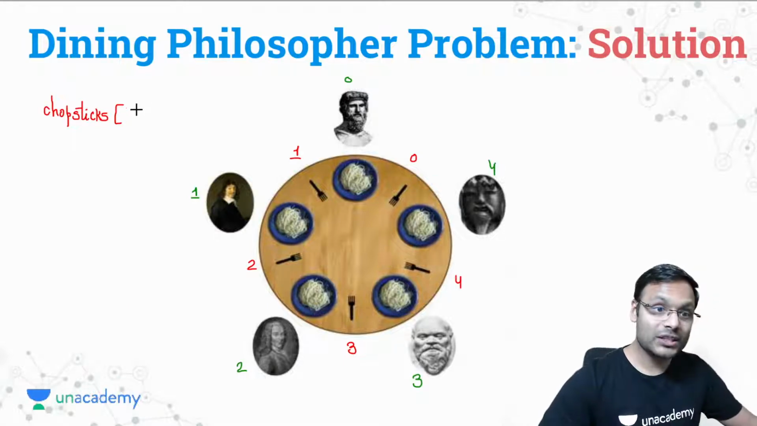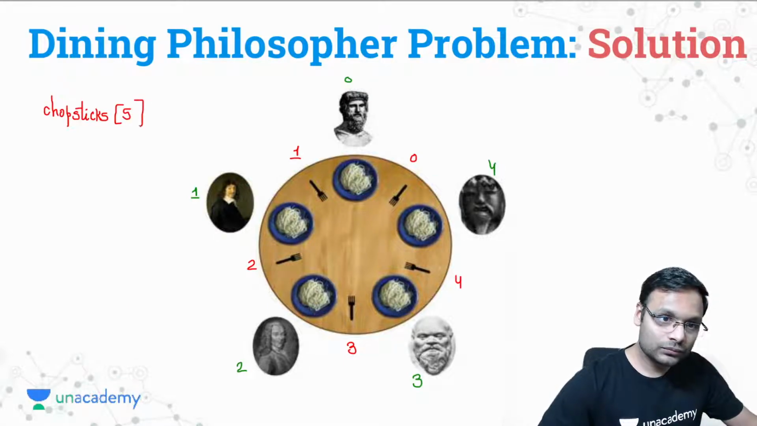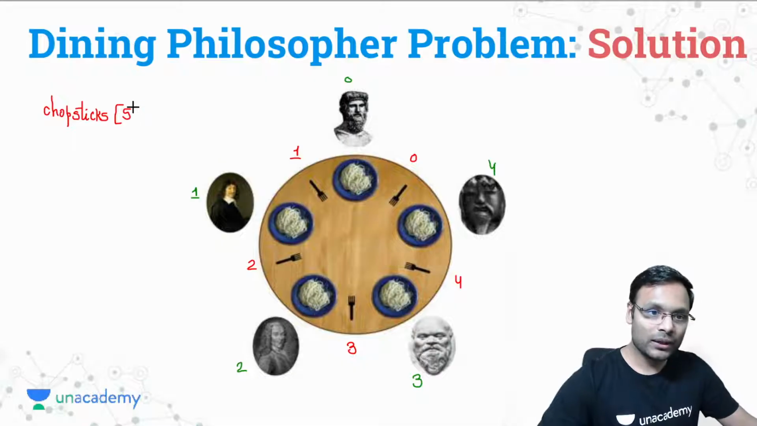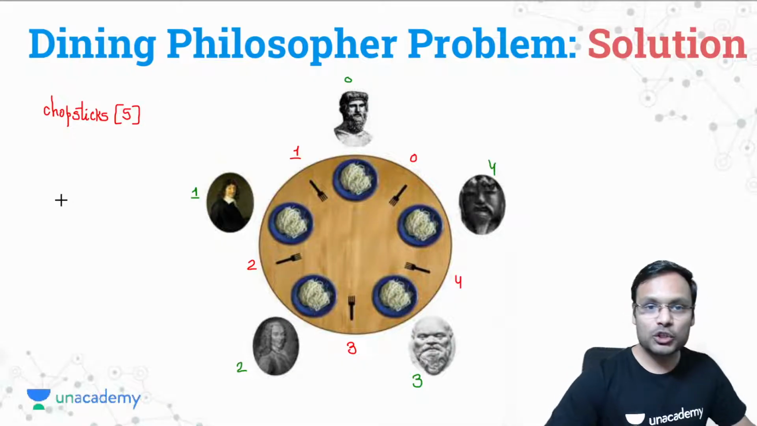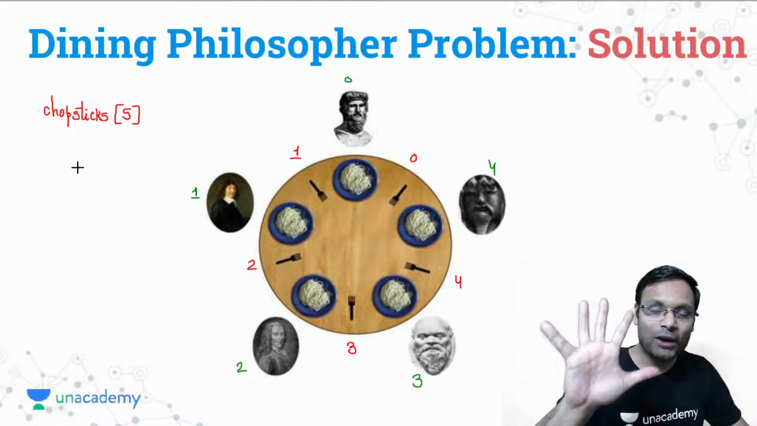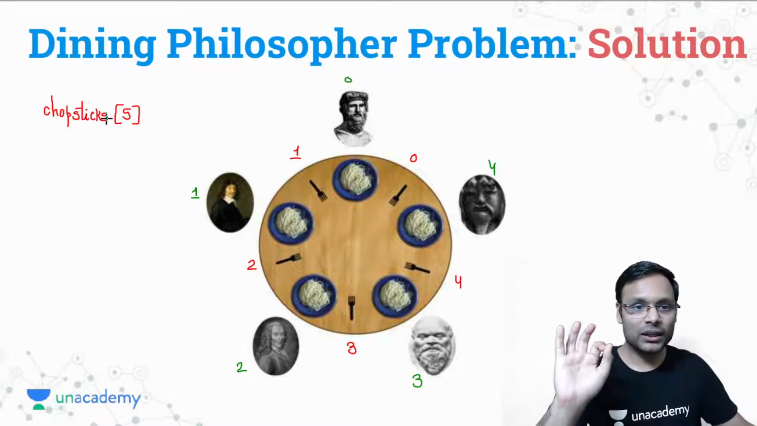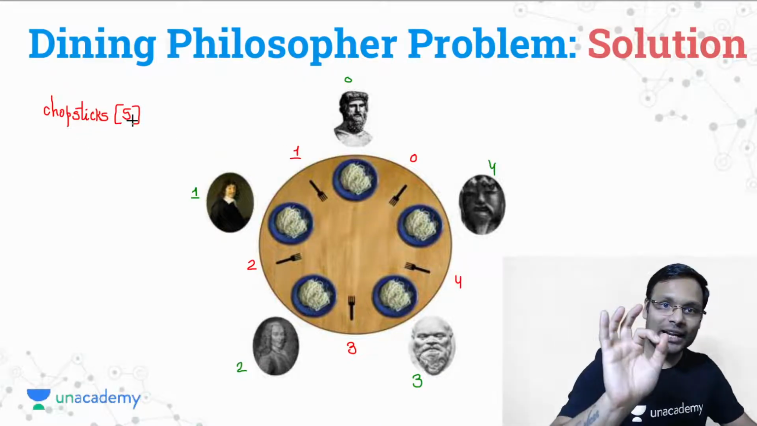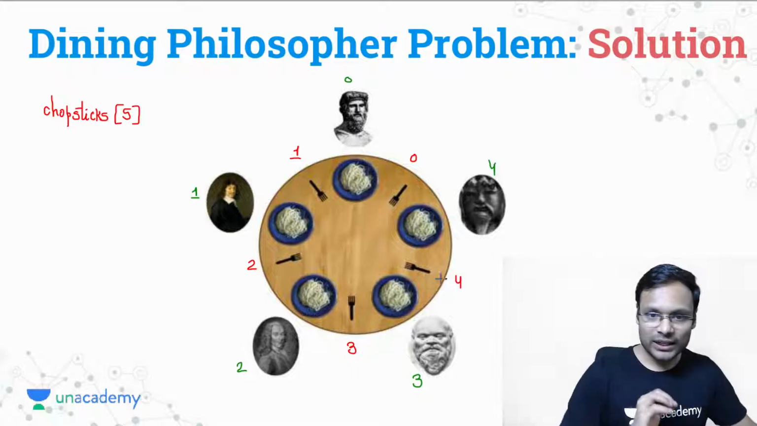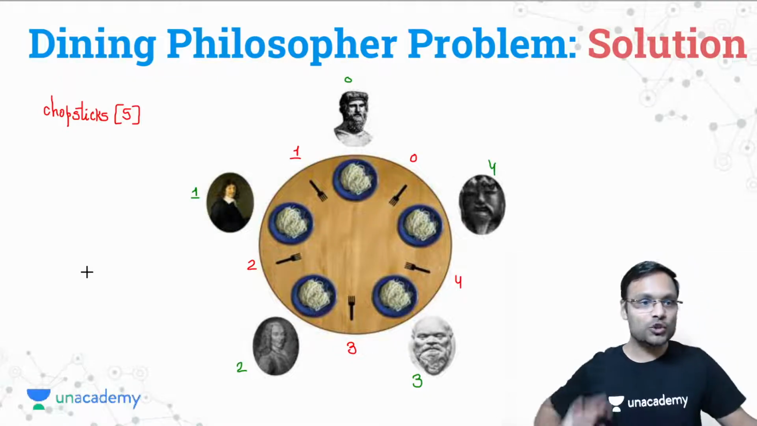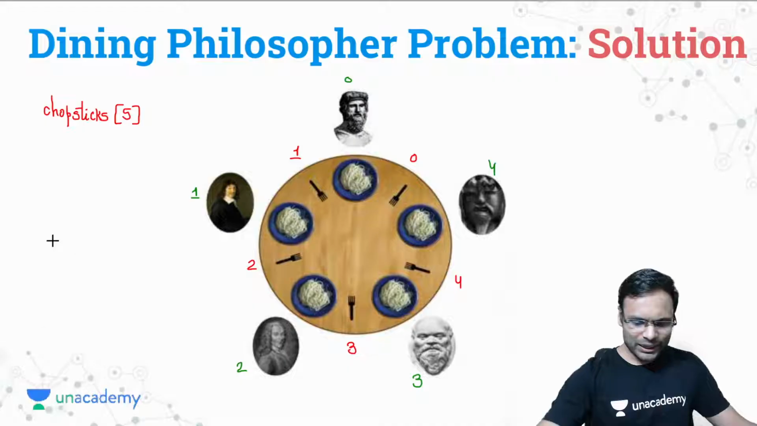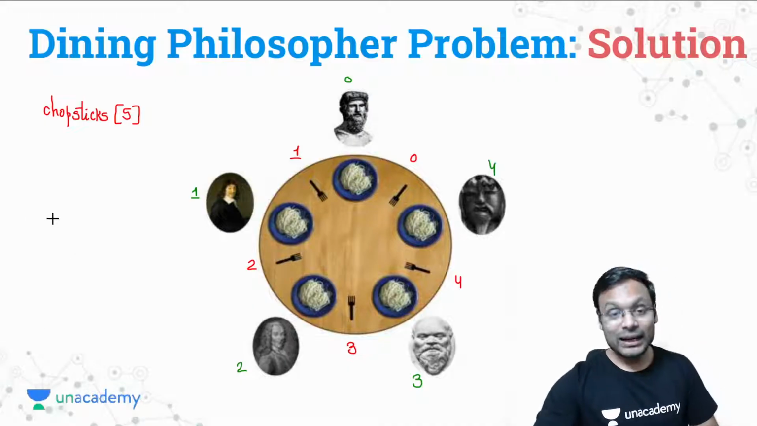Of size 5. So 5 chopsticks we have. I have taken an array for the chopsticks, meaning I have 5 elements: chopstick index 0, index 1, index 2, index 3, index 4. That's how I can access these chopsticks. Fine. Now what do we have to do?